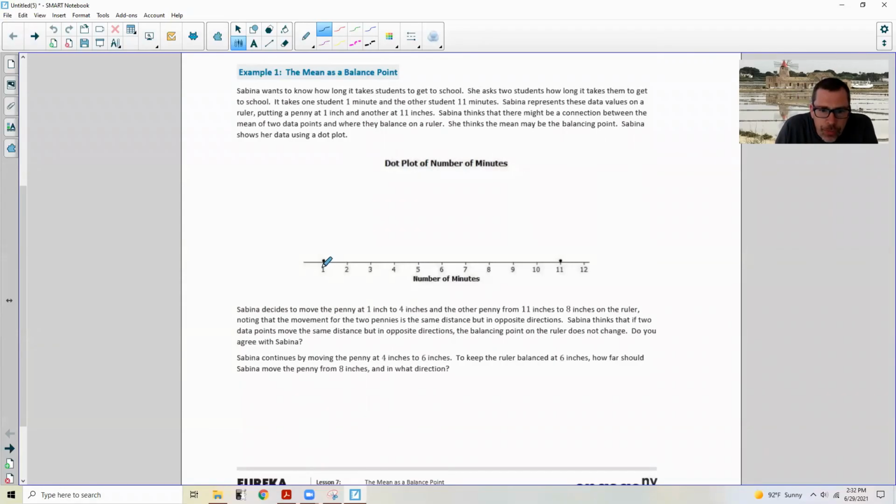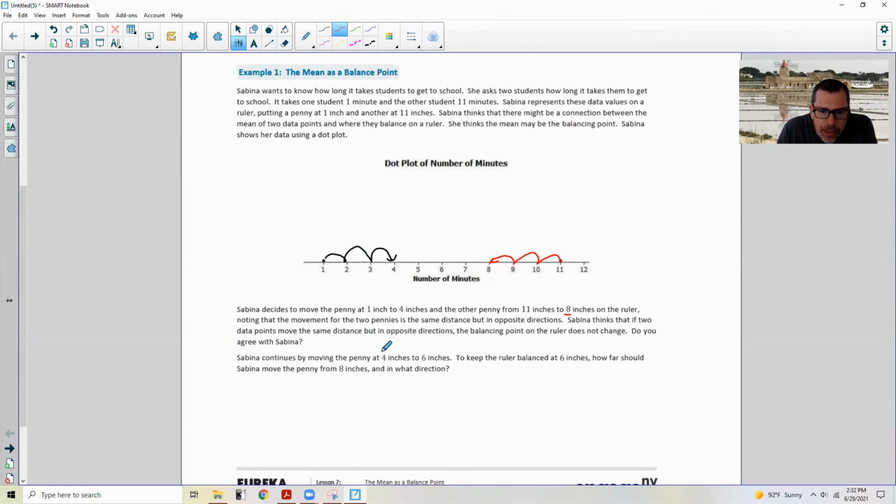Okay, so here's the deal. She moved the coin from 1 to 4. Well, that is 1, 2, 3 inches to the right. She took the other coin that was at 11 and moved it 1, 2, 3 to the left to 8. All right. So if it was balanced when they were at 11 and 1, and you moved them both 1, it'd still be balanced. Move them both 2, it would still be balanced. Move them both 3, it would still be balanced. Okay. So I agree with Sabina.